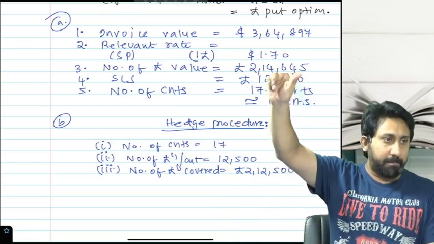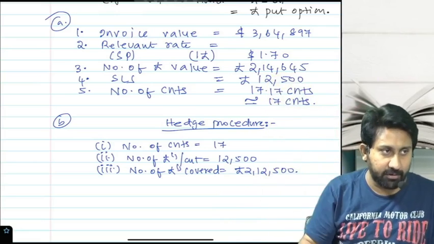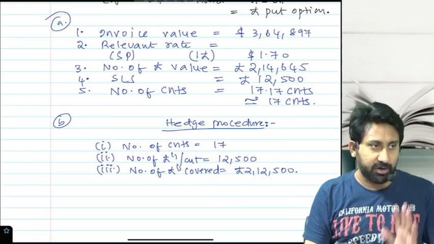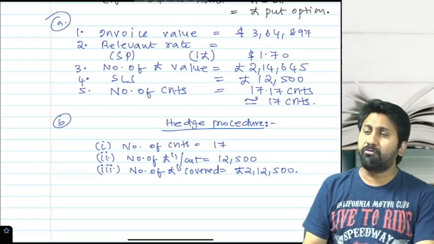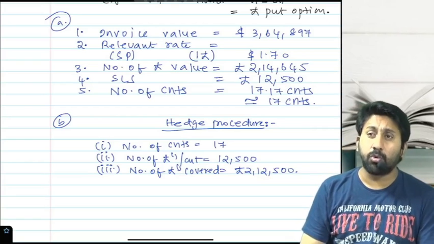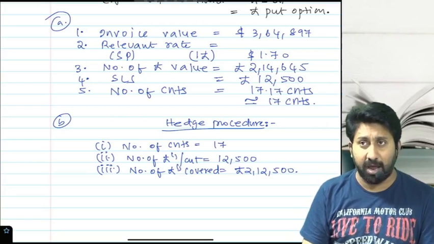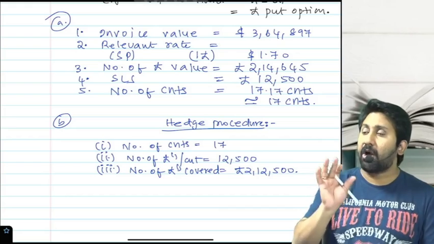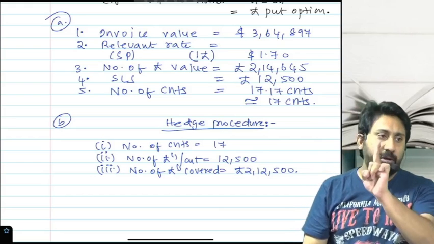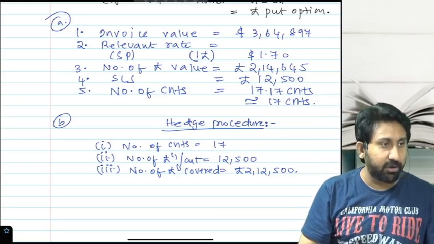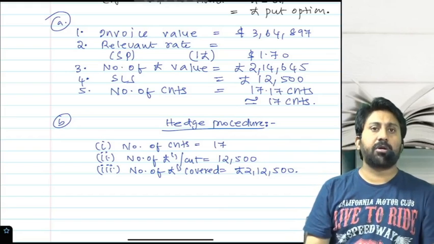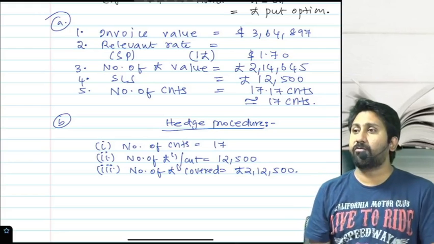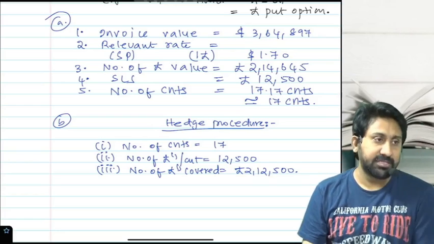Okay. So in pounds, in 1.7 dollar terms, we converted it. It became 214,645 pounds. But 214,645 pounds you can't cover using the options market because of the standardized lot size problem. How many pounds will be covered by one contract? 12,500. Okay, 12,500 means how many contracts will be there? 17.17 contracts, rounded off to 17 contracts.